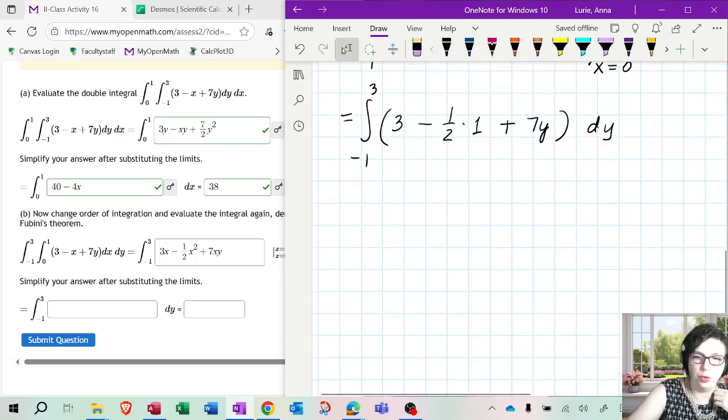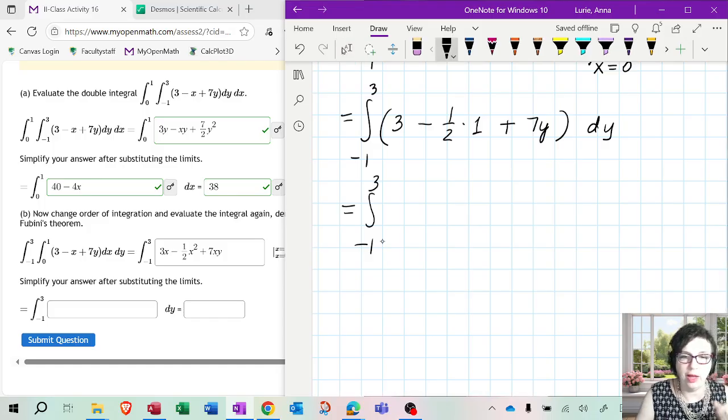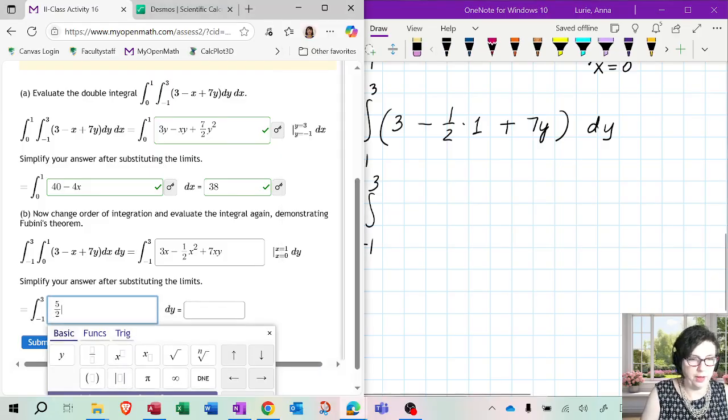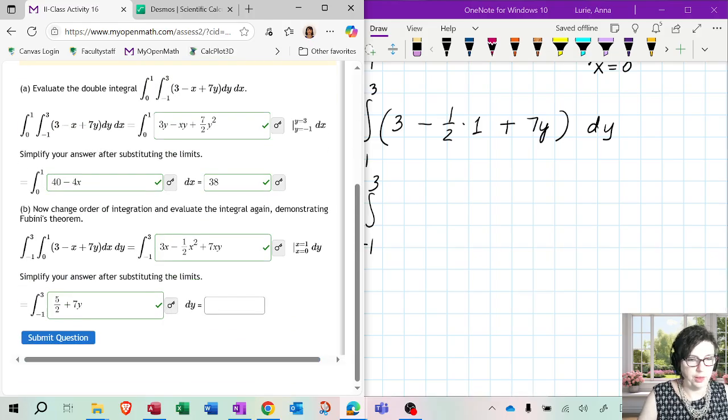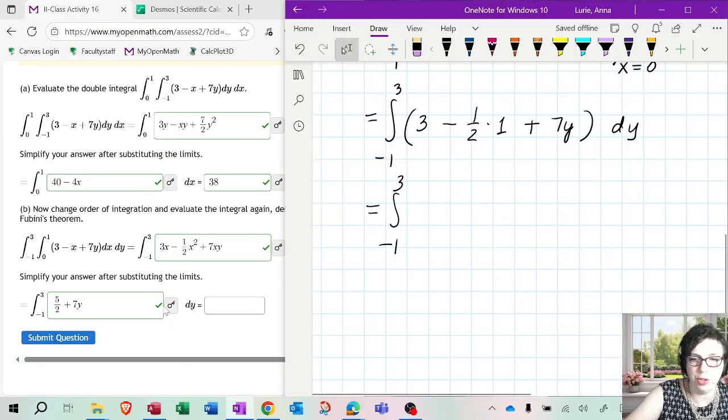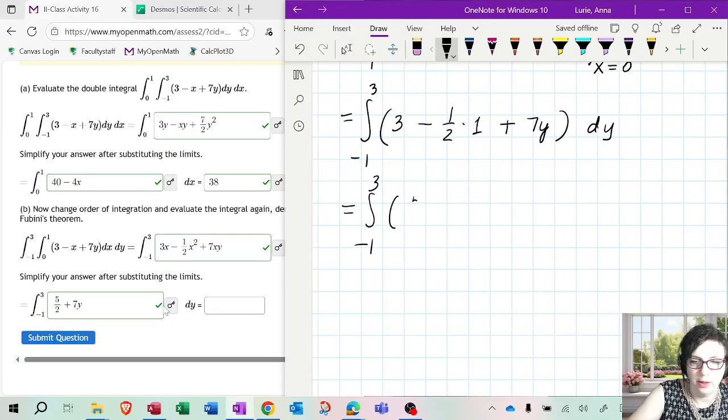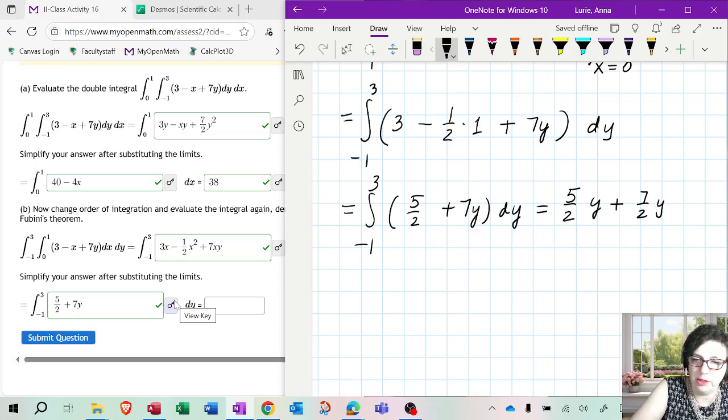Okay, so simplify this expression. So before you do any integration, you must simplify. So 3 minus 1/2, that's the same thing as 6/2 minus 1/2. So that would be 5/2, and then plus 7y. Let's see if that's correct. That is correct. So now we're just going to go ahead and integrate it. And this time it's a regular integral. We do not have to worry about which variable, because that's just one variable left. So that's going to be 5/2 y plus, again, 7/2 y squared.